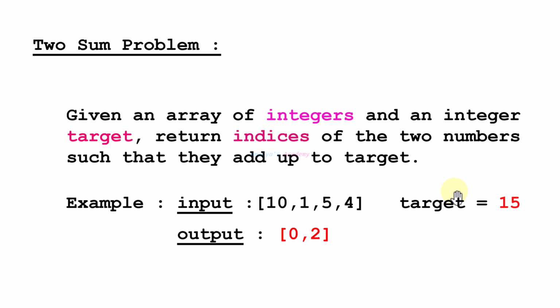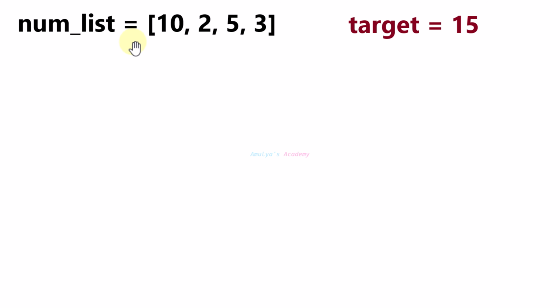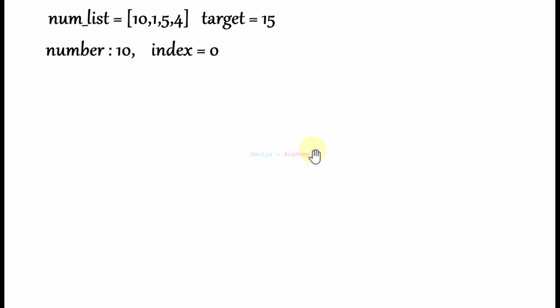Let's analyze the process with an example. Input of our program is a list of numbers. I'll take that list as numList and the target is 15. The first step is to take the first element of the list. Here the number is 10 and let's take the index also because the output of our program is indices. We need to return the indices of two numbers. That's why we'll take the index also.